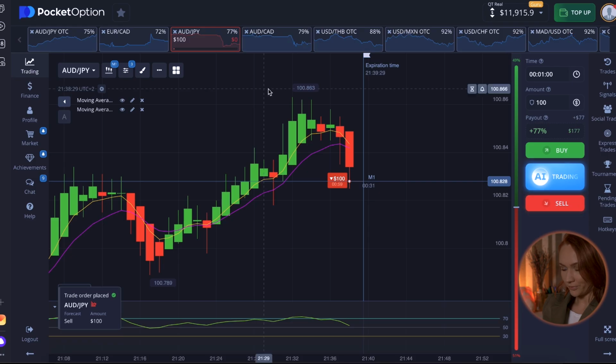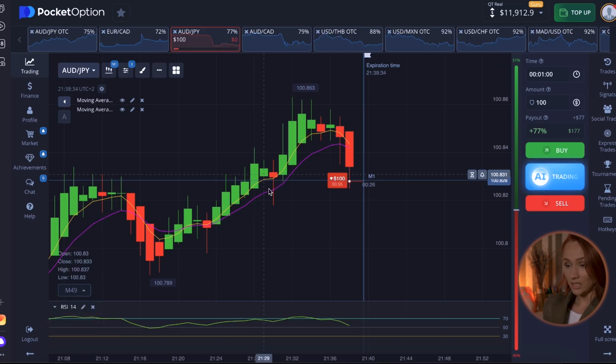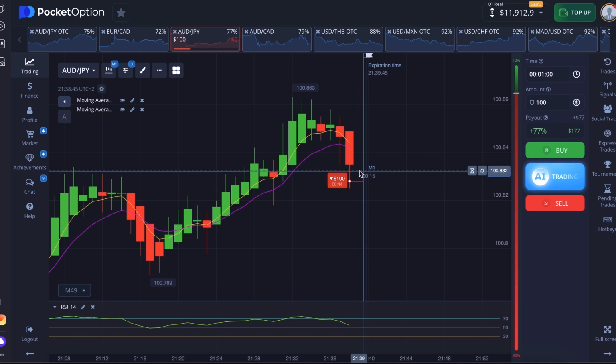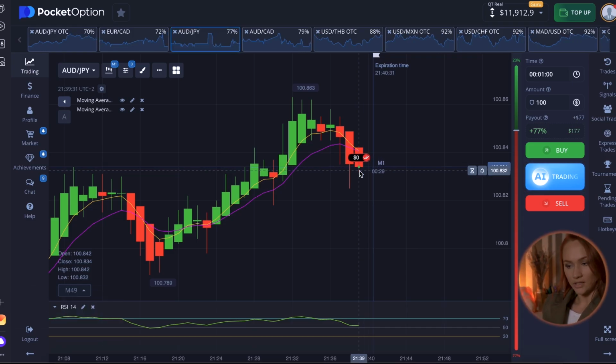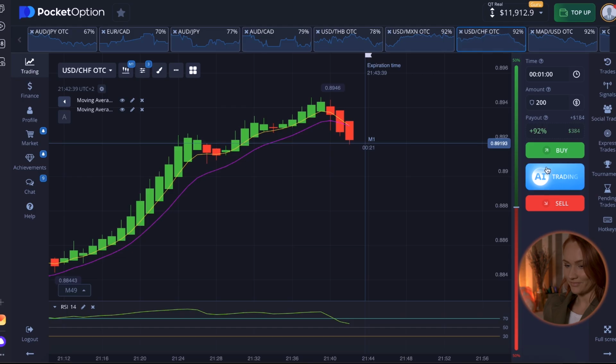So let's move on. Here, Australian dollar, Japanese yen, a similar situation, but here we enter a little later. Let's see how this deal plays out. Okay, the deal went negative. We didn't have enough time. We were literally short of 2-3 seconds.